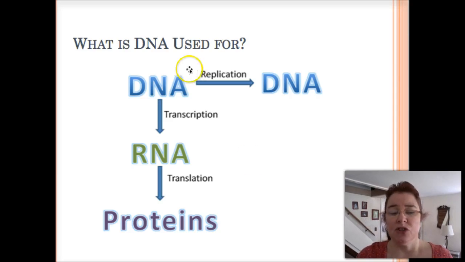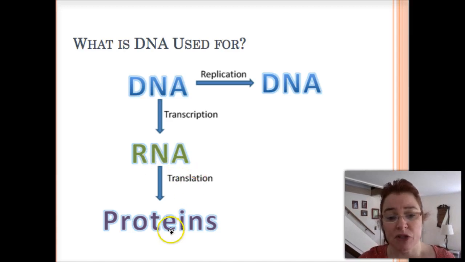The other use for DNA in the cell is the use we've already talked about, which is the production of protein. Again, DNA will be transcribed into a molecule called RNA. RNA will then be translated into protein. And it's protein, remember, that gives a cell its unique traits.